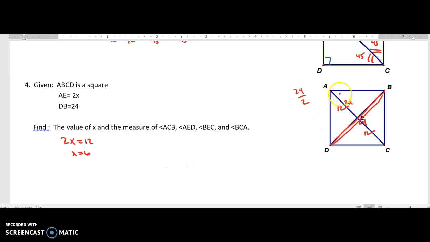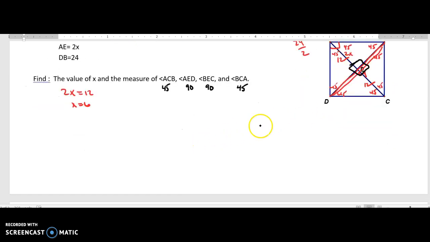Now, if I'm going to find it, remember these are all 90 degrees, and because it's a rhombus, all of these angles are bisected. So all of these angles are 45 degrees. But in the middle, because it's a rhombus, right, I know the diagonals are perpendicular to each other. So ACB is 45. AED is going to be 90. BEC is 90. And BCA would be 45.